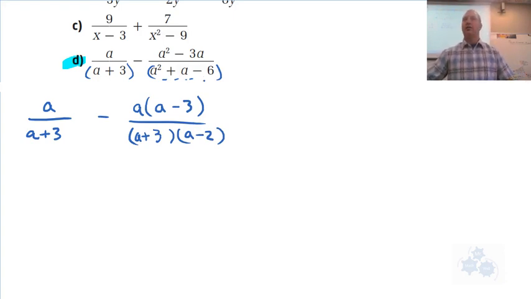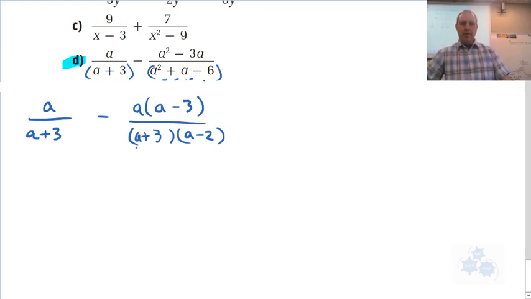Now, do not do this. Oh, hey, I've got an a plus 3. I can start canceling out something. No, don't do that. We're not canceling anything out because we have to get a common denominator and combine the two terms because it's subtraction, not multiplication.